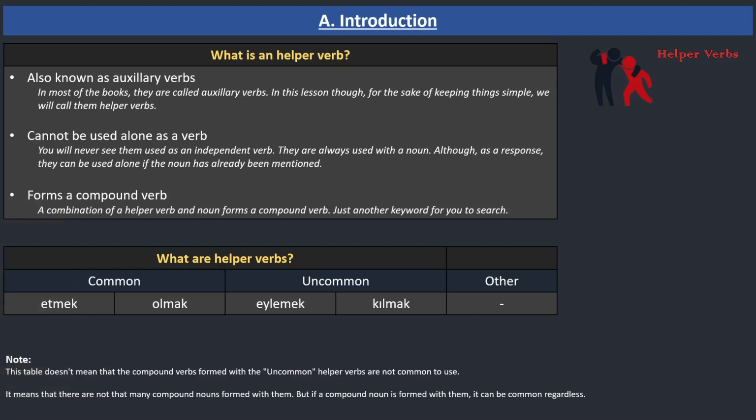Also, this table, I said it's uncommon, but it doesn't mean the final result is uncommon. It means making a new verb is uncommon. But if it's already made, you can use it commonly. Yeah, olmak, even etmek, in some context, it can be used on its own. We will talk about these details as well. So, first, let's start with etmek.